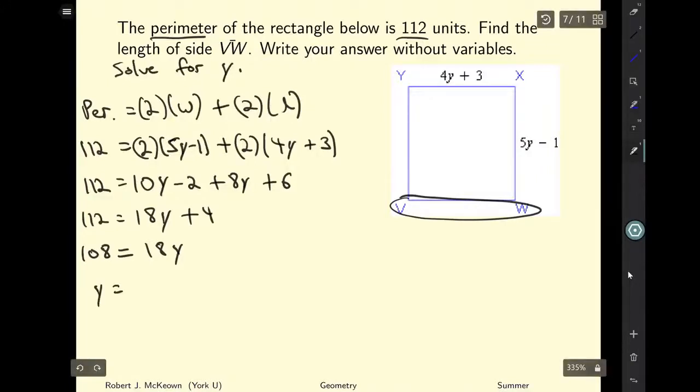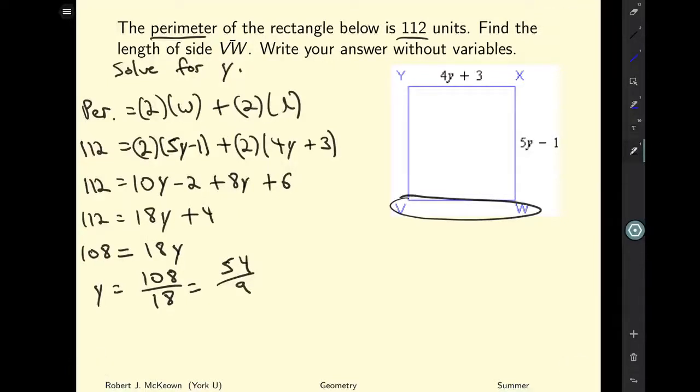Now I know that y is going to end up being equal to 108 over 18. What can we do with that? Well, they're both even, numerator and denominator, so I'm just going to divide both by 2. Now I've got 54 over 9. And when I divide 54 over 9, I notice that 54 is equal to 9 times 6. And so I can rewrite this as 6. So we've got y is equal to 6.